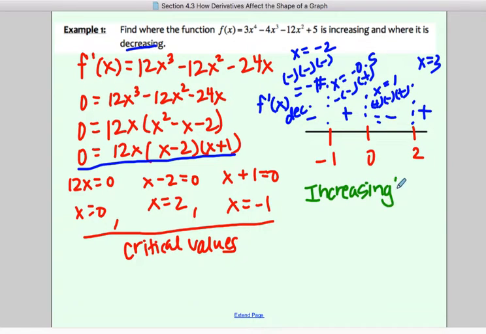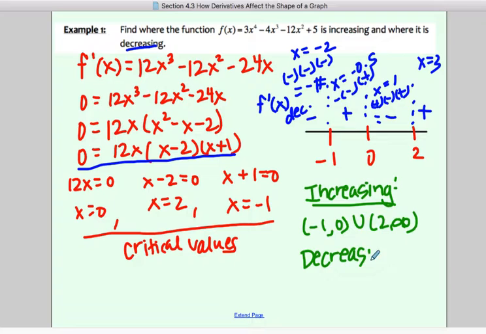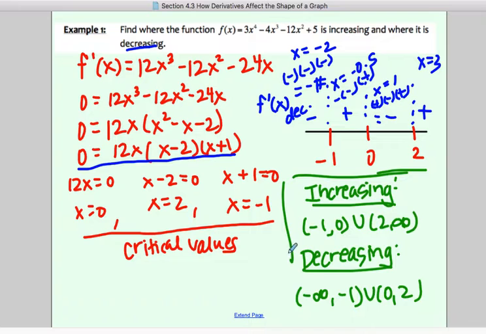We write our answer in interval notation, and it's from -1 to 0, union 2, and all the way on to infinity. The reason they are parentheses is because these are our critical numbers, and either there you're neither increasing nor decreasing because it's a max or min. So there's our increasing. Then we're going to write down decreasing. So negative infinity to -1, union 0 to 2. Okay, so that is increasing and decreasing.